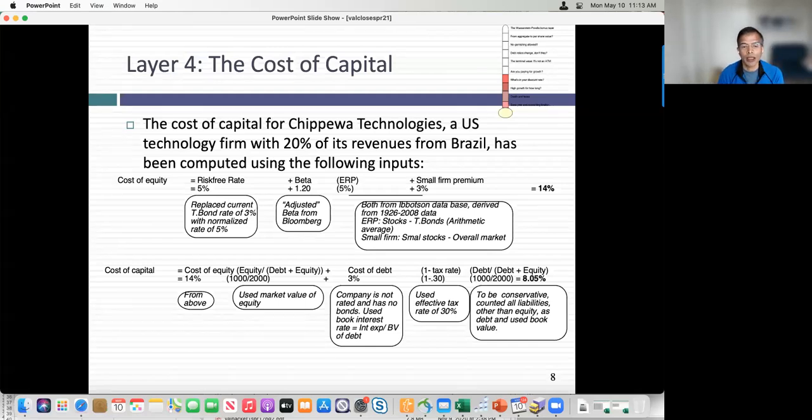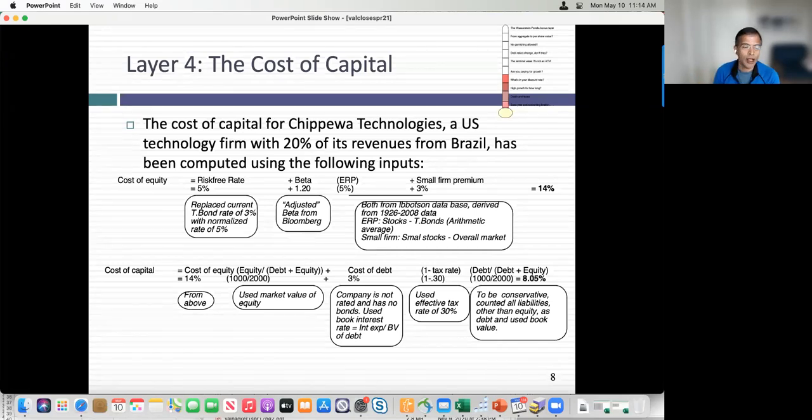I get a 3% book interest rate. I multiply by an effective tax rate, which is much lower than my marginal tax rate, 30%. And for the weights, I use the market value of equity, but instead of using the market value of debt, I use all liabilities because that seems more conservative. Why just stop at interest-bearing debt? I'm going to use all liabilities, which includes accounts payable, current supplier credit, whatever else current liabilities I have.